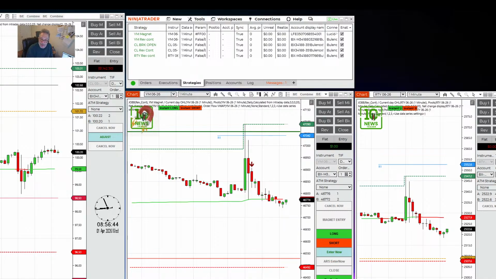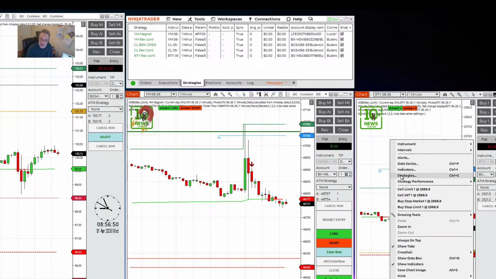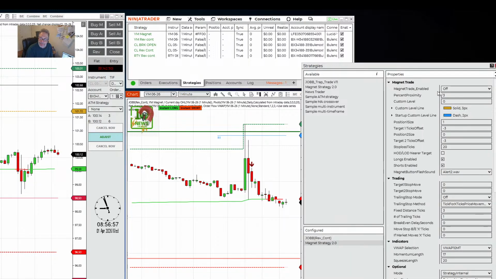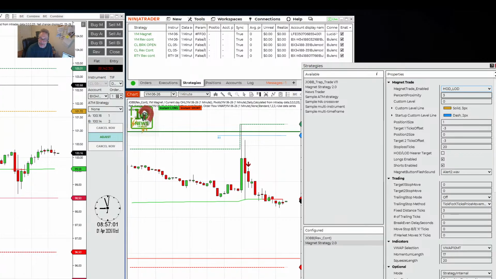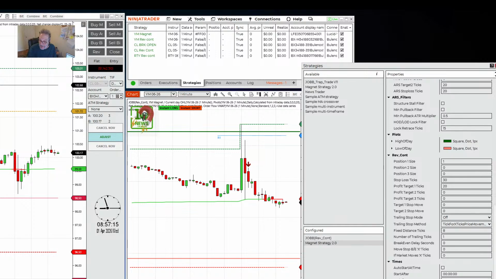Looks to me like RTY could be an interesting magnet this morning. If you put a magnet on RTY, right click strategy, double click magnet, high of day, low of day. Proximity is alone, leave it alone. Just one position, 3 on the target. Let's say 40 on the stop, and watch what it looks like. It's very interesting. And we'll trade that.